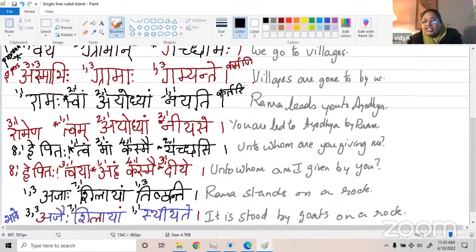Okay. So in the bhave prayogaha, whether you say vayam shilayam tishtamaha, tvam shilayam tishthasi, whatever you do, it will be asmabhi shilayam sthiyate, tvaya shilayam sthiyate, ajaihi shilayam sthiyate. So whatever be the karta, the sthiyate will remain as sthiyate. Even when you say we, it will be sthiyate. It is stood by goats on a rock. It is stood by you on a rock. It is stood by us on a rock.